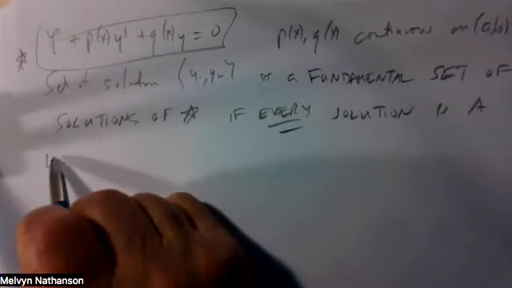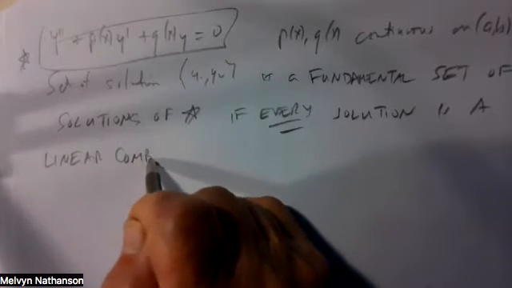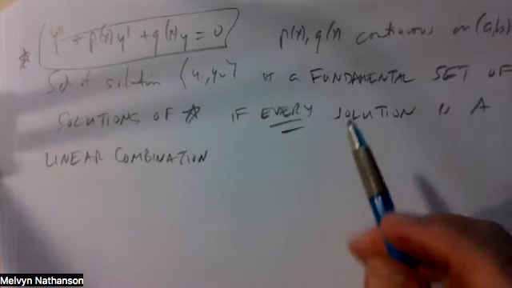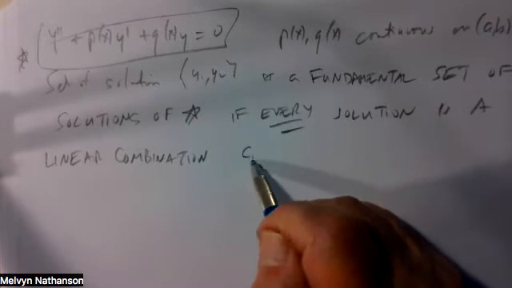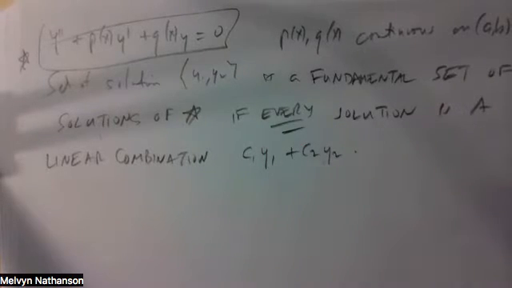is a linear combination of y1 and y2. A linear combination of two functions means some constant c1 times y1 plus a constant c2 times y2.